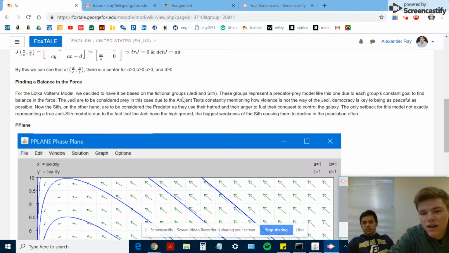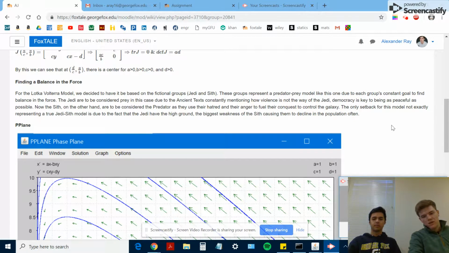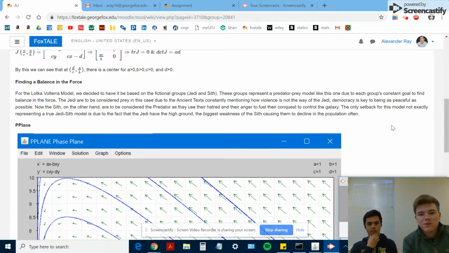All right, and looking at more like the analytical part of the Lotka-Volterra model, we chose to represent it with the Jedi and the Sith from Star Wars, and for the prey we chose the Jedi because they have written in their ancient texts that they're supposed to be peaceful. They're not supposed to be seeking out violence and destruction of other people. They use mainly just defense.